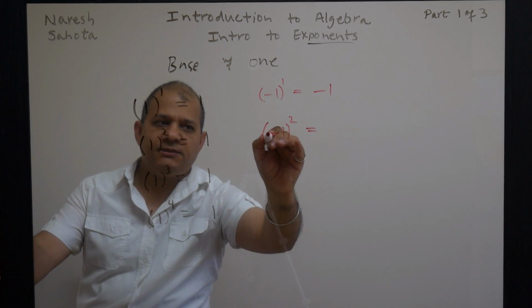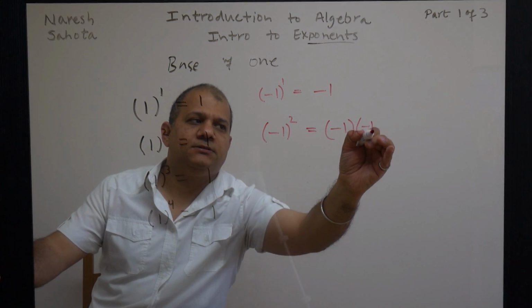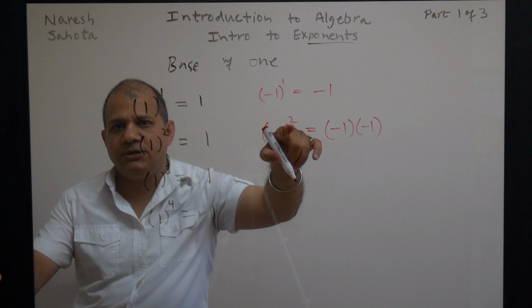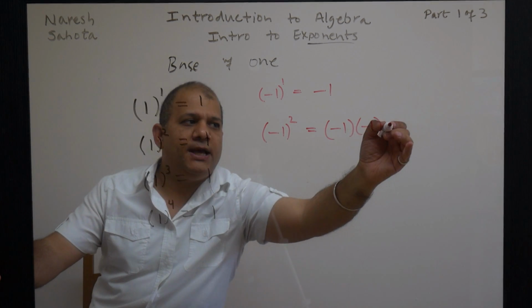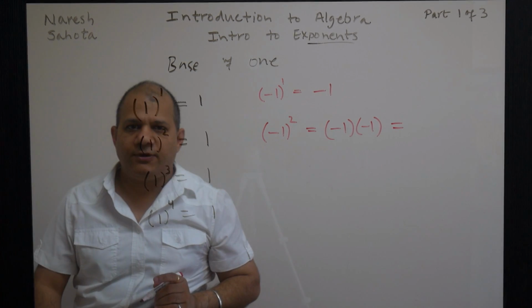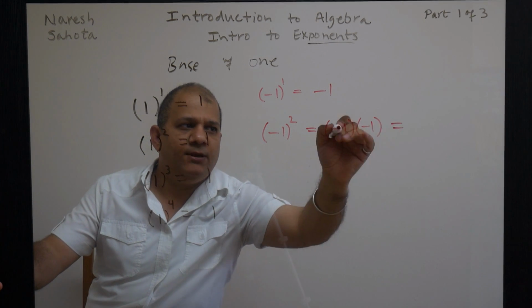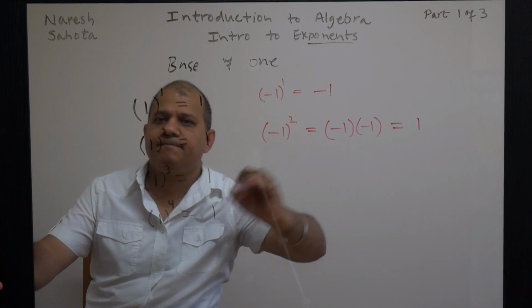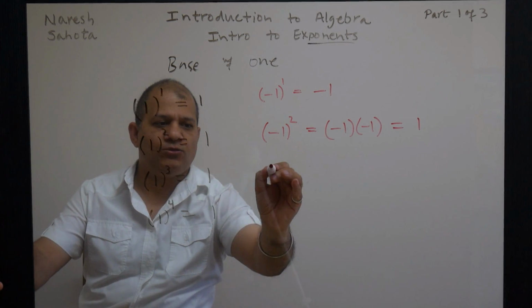So here what this means is I am multiplying negative 1 twice, right? Because that's what the exponent tells me. Multiply this base of negative 1 twice. So now I remember my multiplication rules from previous tutorials. Negative times negative is positive, and 1 times 1 is 1. So what I get is positive 1.